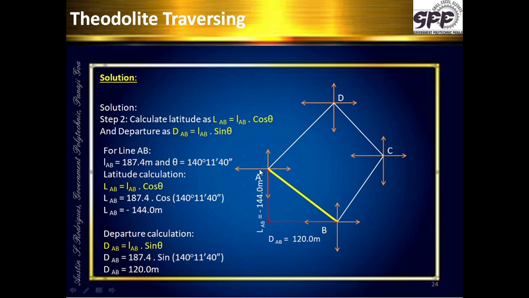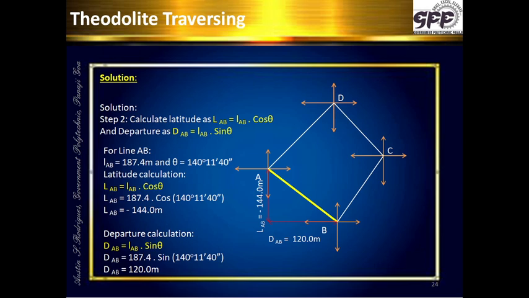Now note from here, this is on the right hand side, on the eastern side, so that's why the departure over here is positive. The departure of the line AB, since it is on the eastern side, is positive. It is 120.0 meters.